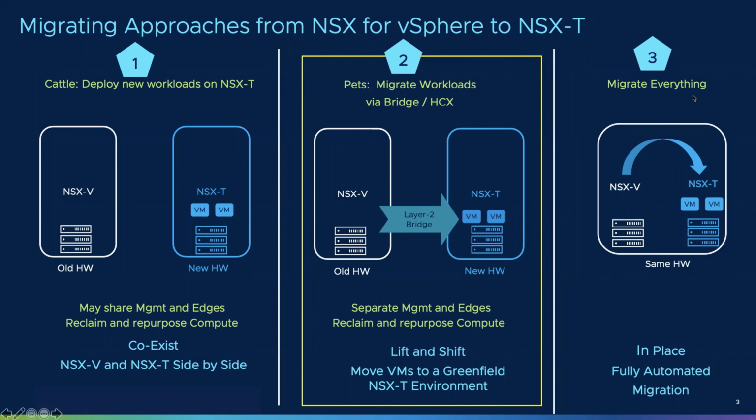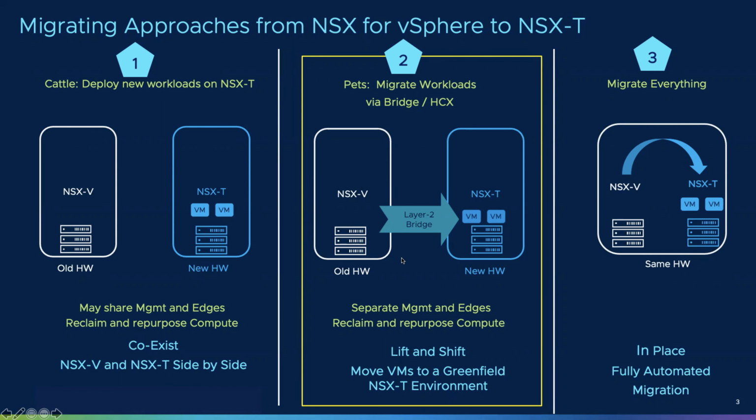If you go with migrate everything, the vCenter is going to remain the same, because you are just moving from V to T and the vCenter is not going to change. But if you go with the very first option, coexistence, you will have a separate environment, and your vCenter will be separate. As you are provisioning everything on your newer NSX T environment with the newer vCenter and the VMs, this will need a separate vCenter.